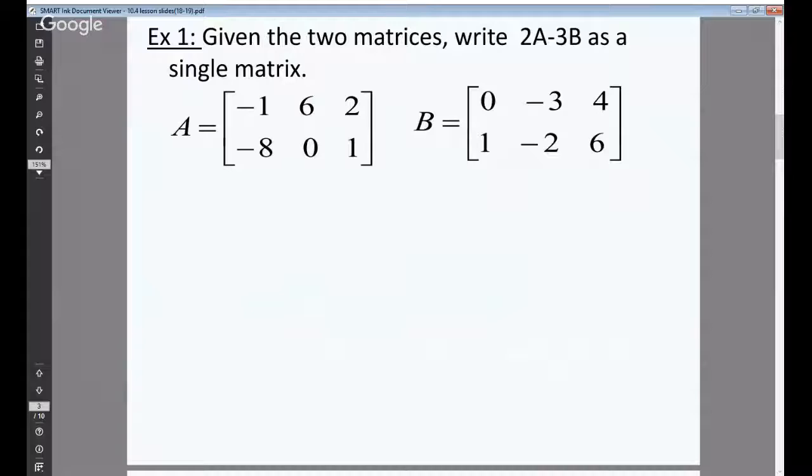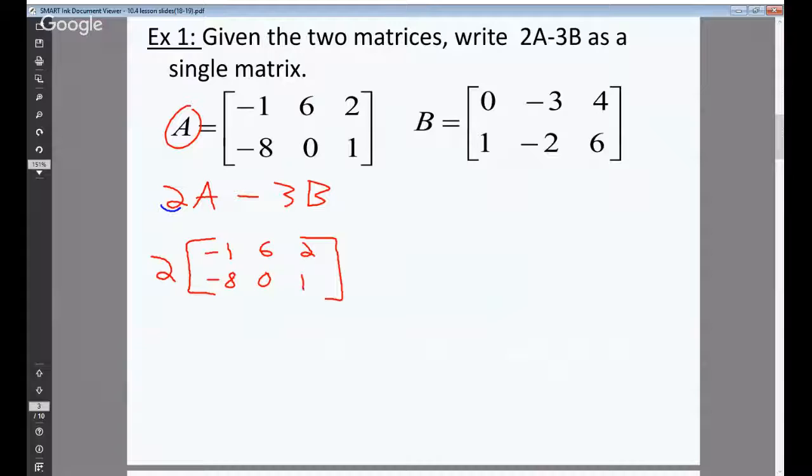Now let's take it up a notch. Given these two matrices, we want to write 2A minus 3B as a single matrix. Now let's take a look at that. 2A minus 3B. When you see the 2 in front of the A, that's saying that we want to take the number 2 and multiply it to matrix A, which if you look up here, has the elements -1, 6, 2 and -8, 0, 1.